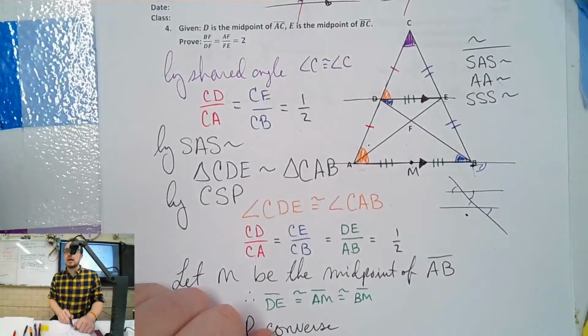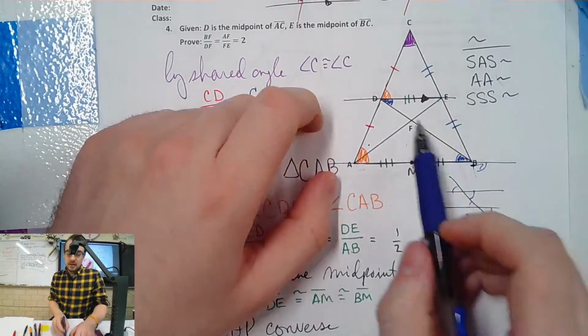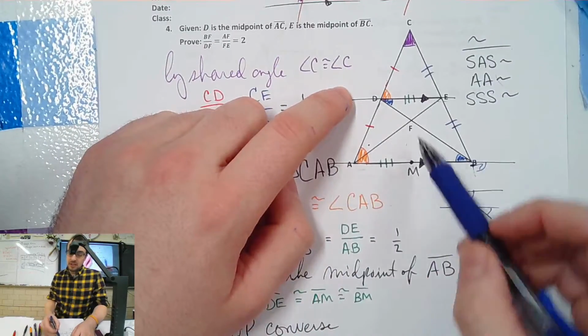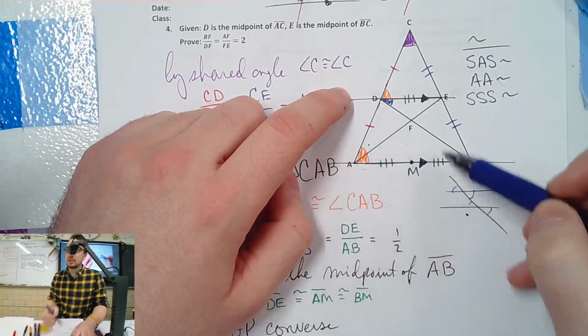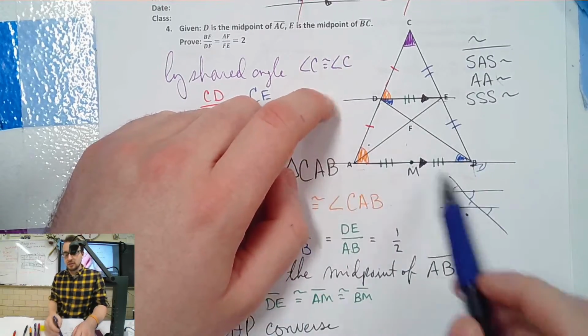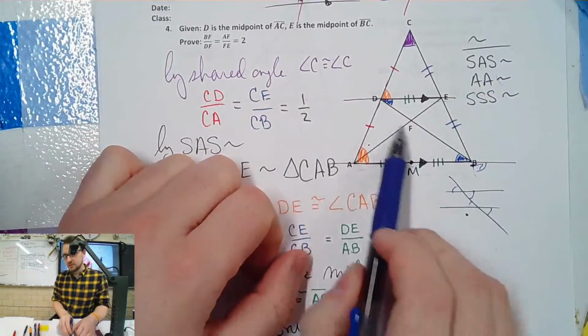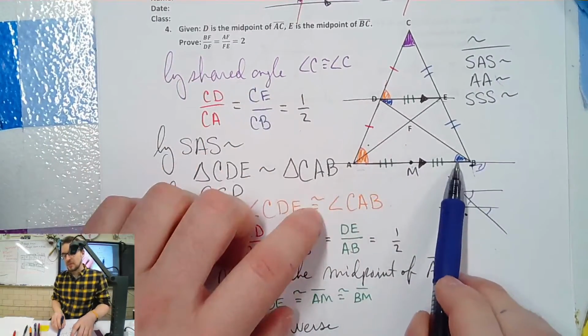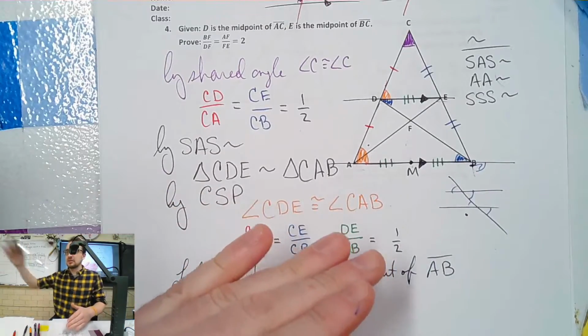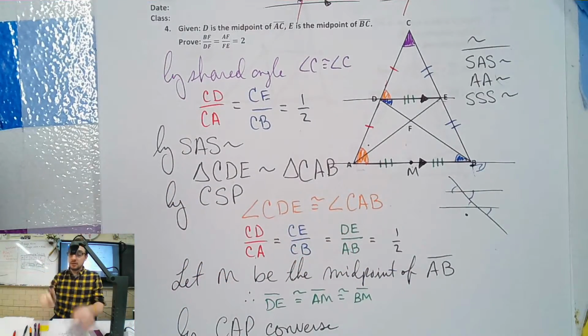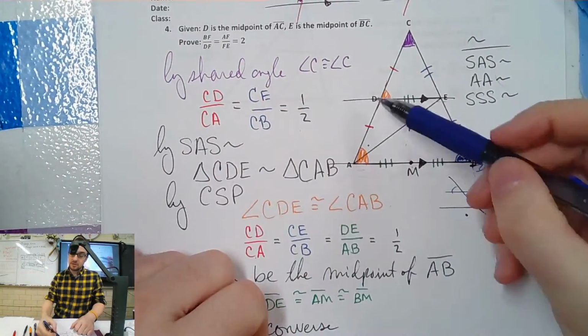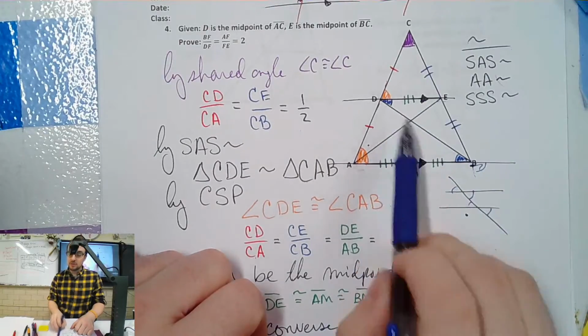Boom. How do I know they're alternate interior? Here are the parallels. Are those in the interior of the parallels? Yes, they are. Here's the parallels. There's the interior, right? Are they alternate, meaning on opposite sides of the transversal? Here's the transversal. That one's on the top, that one's on the bottom. They're on opposite sides of the transversal, so they're alternate. They're interior because they're on the inside of the parallels, so they should be congruent.